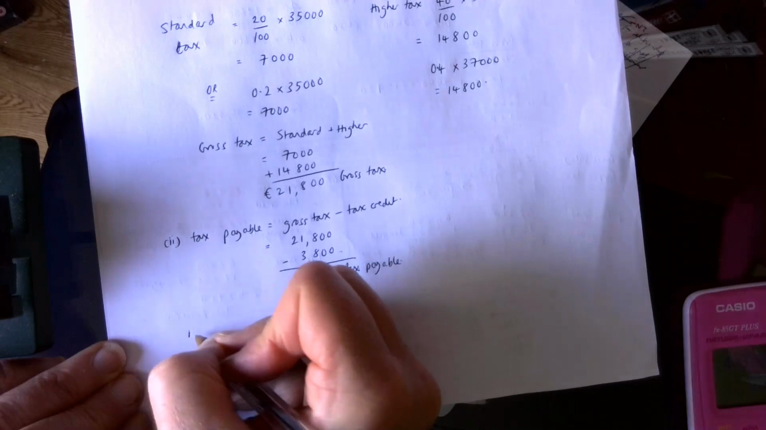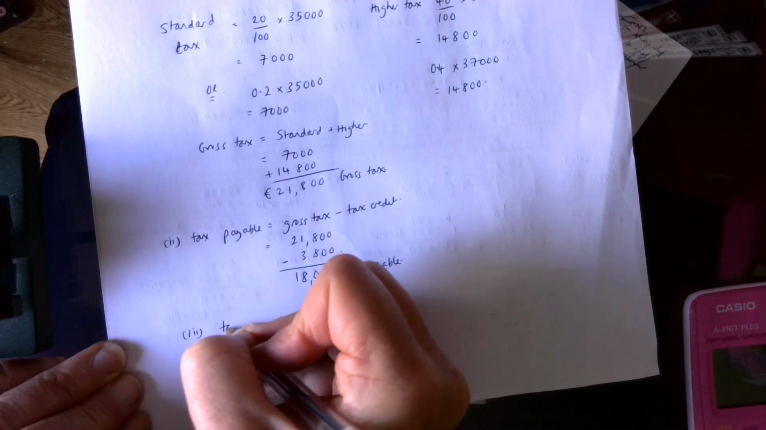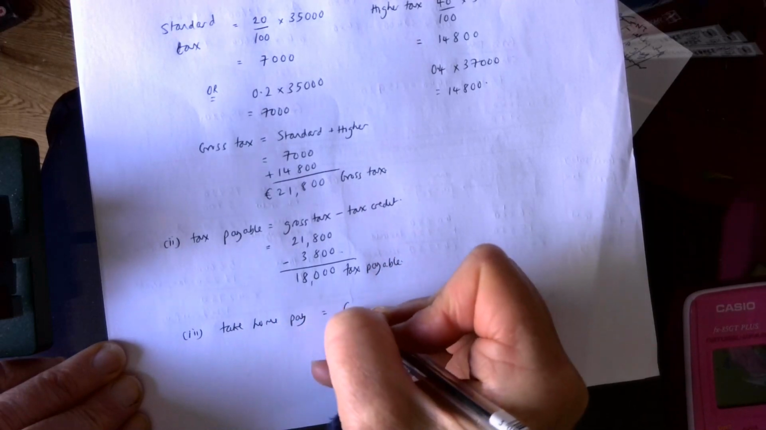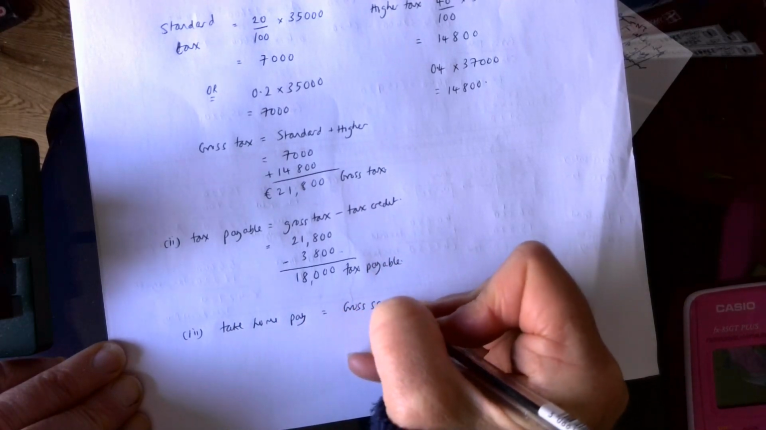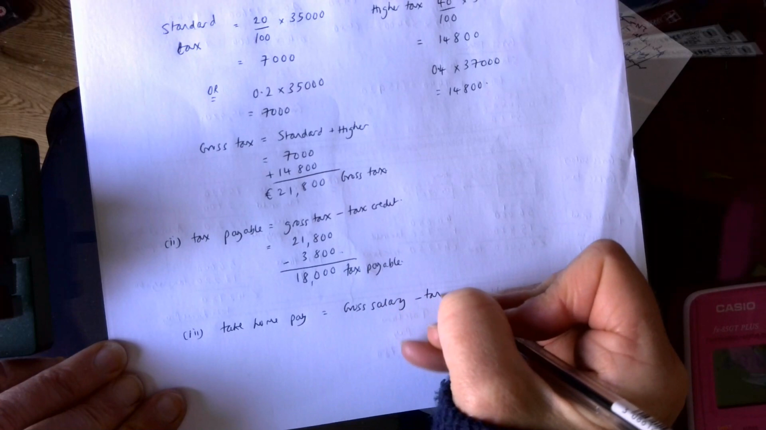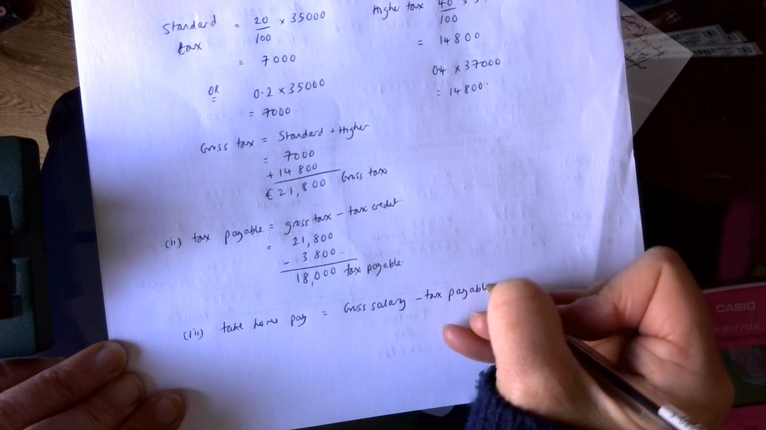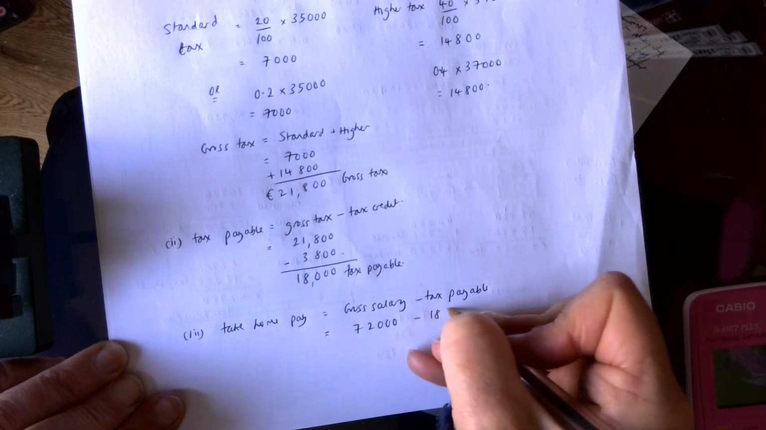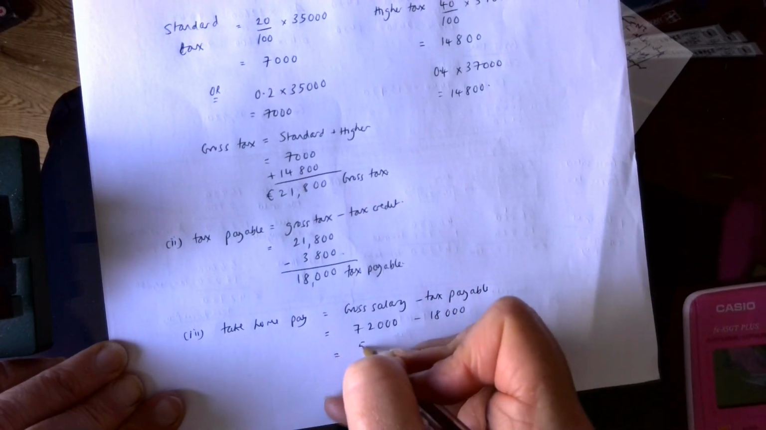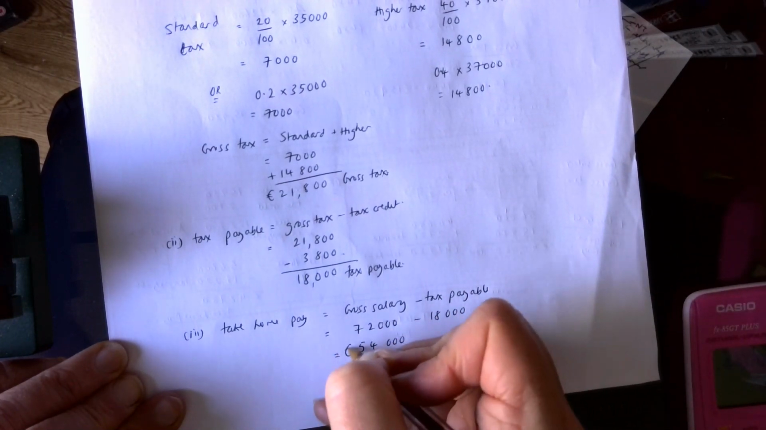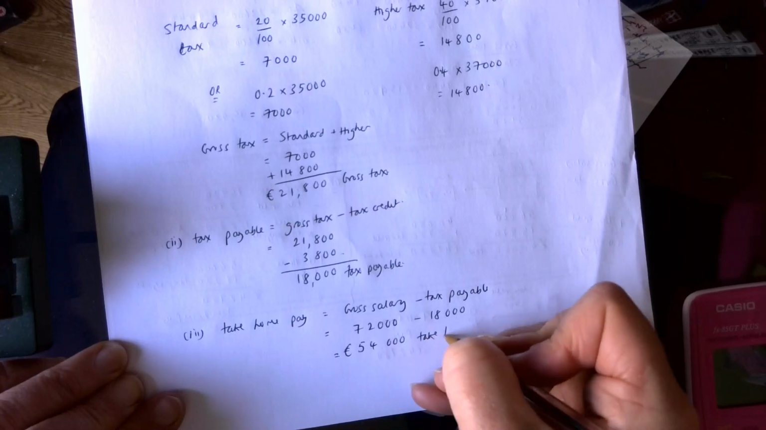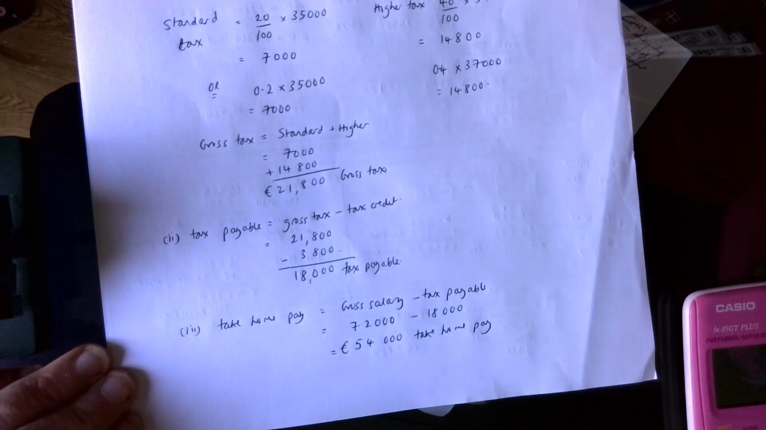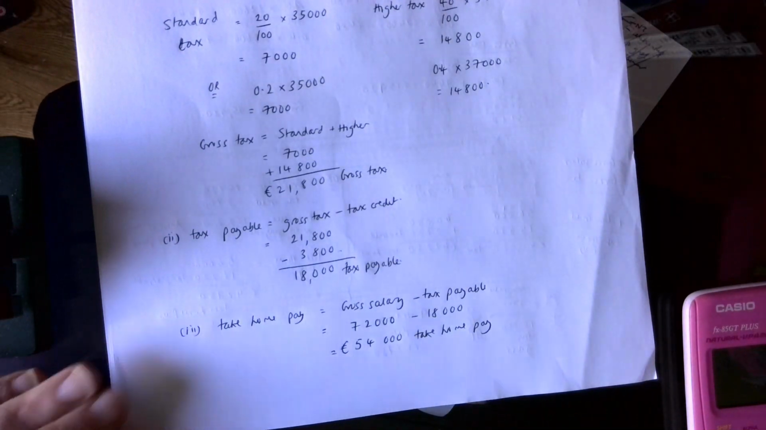And finally, part 3, the take-home pay is going to be the gross salary minus the tax payable. So 72,000 minus 18,000, which is 54,000. So Lisa brings home 54,000 in money each month from her salary after paying all her taxes.